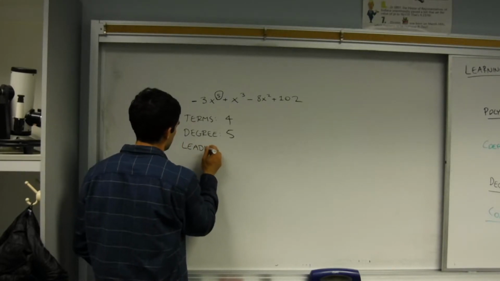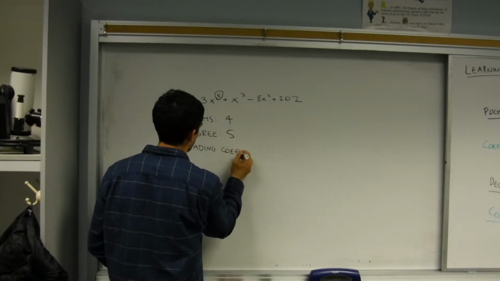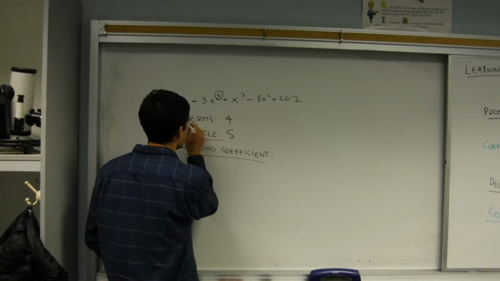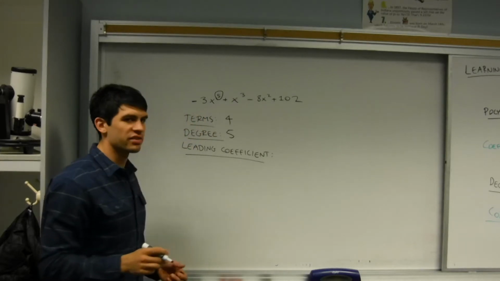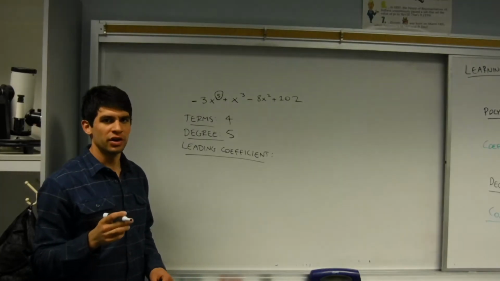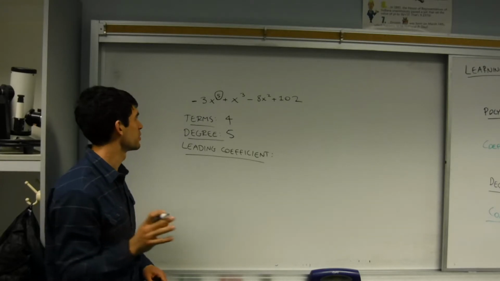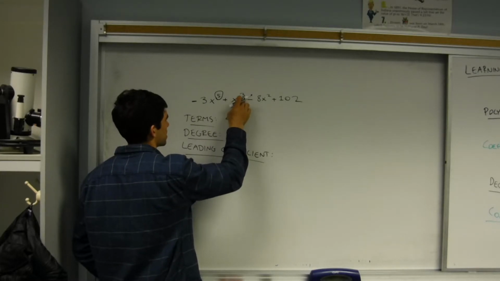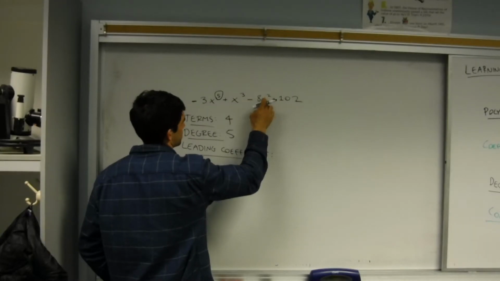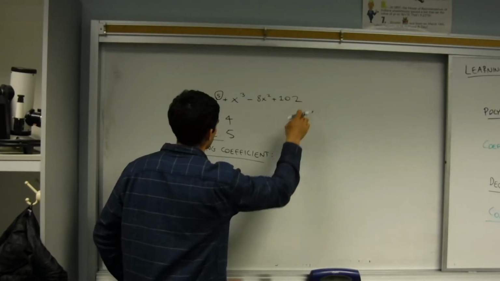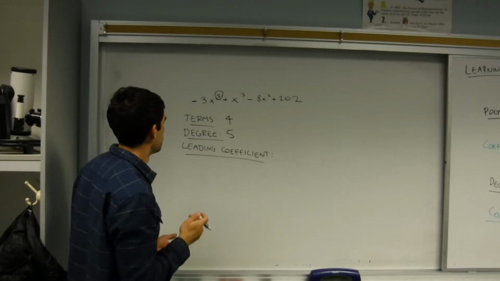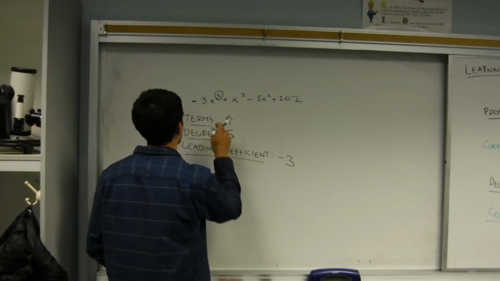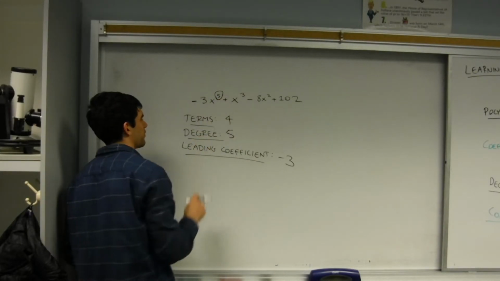And then our leading coefficient, we want to look at the coefficient that is in front of the term that has the highest exponent. This term has an exponent of 5, this term has an exponent of 3, this one has an exponent of 2, and this one has an exponent of 0. What that means is that negative 3 is our leading coefficient, because it precedes the term of the highest order.